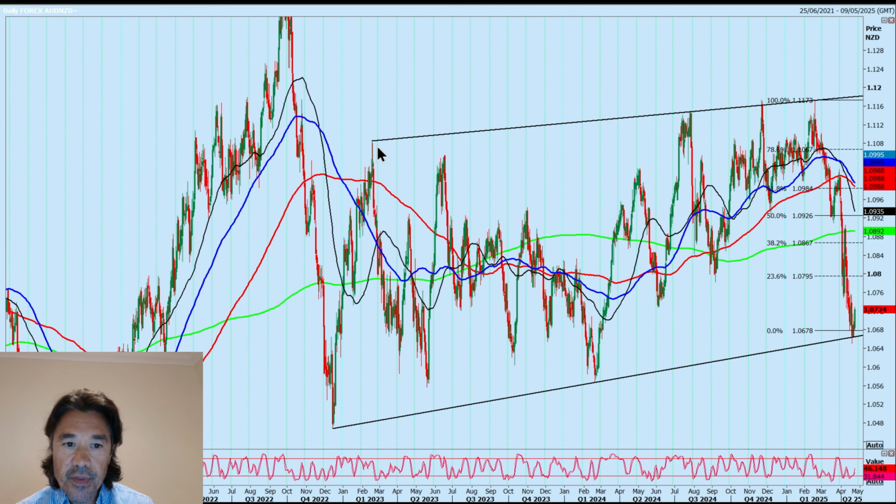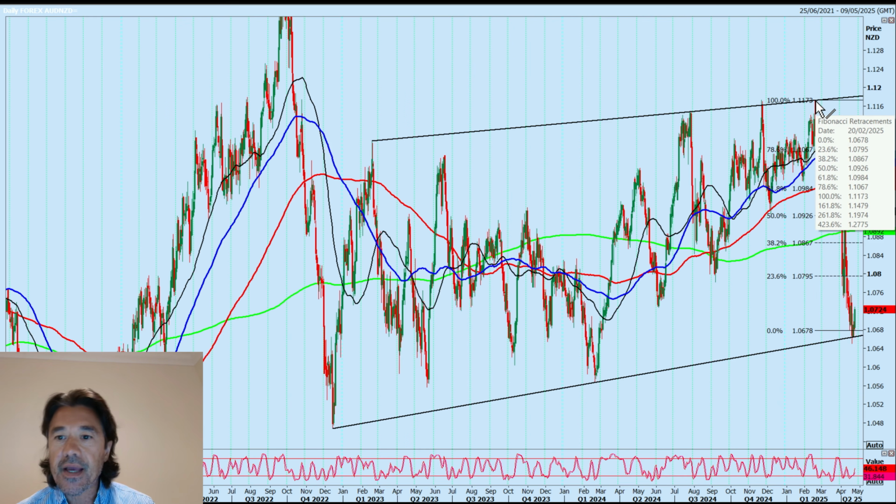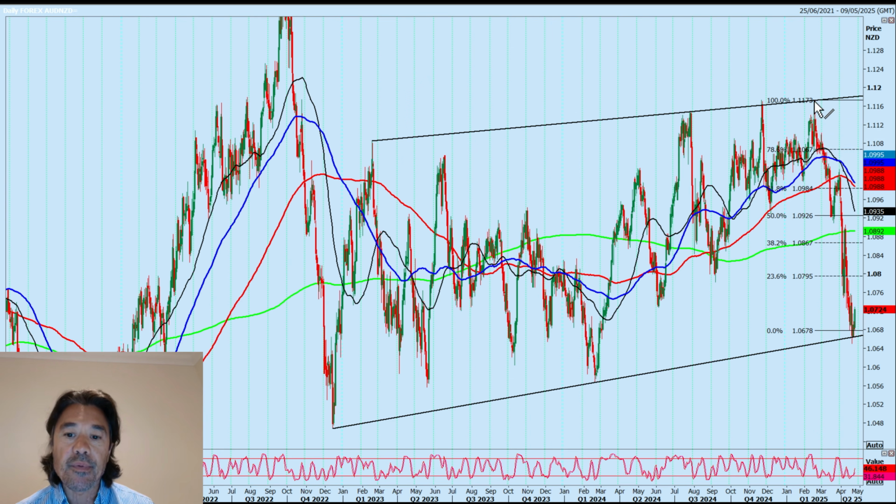As you can see, this was tested quite several times over here, tested again, and on this, what would that be, 4th or 5th test, it proved to be so good that the market collapsed from the trend line. Now we're testing this trend line down here.